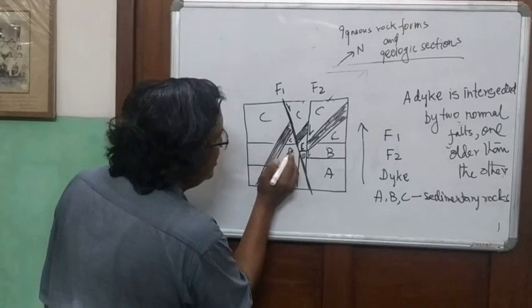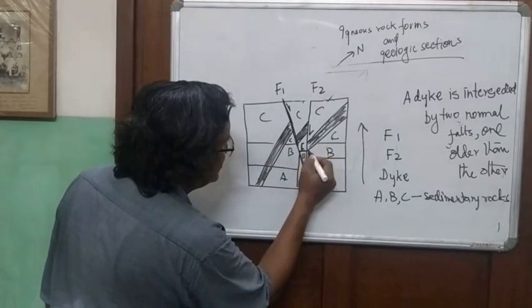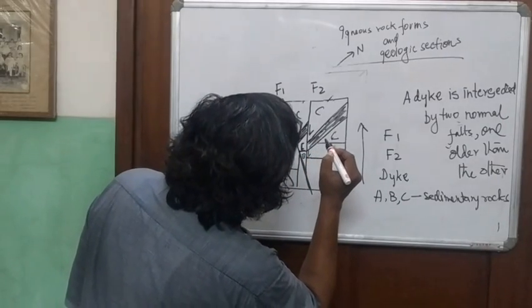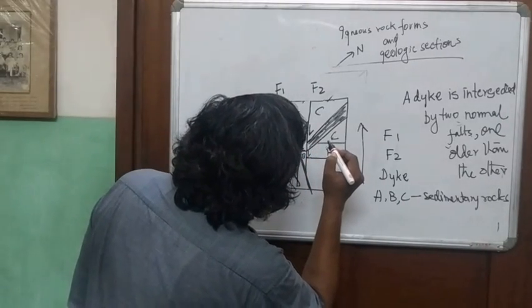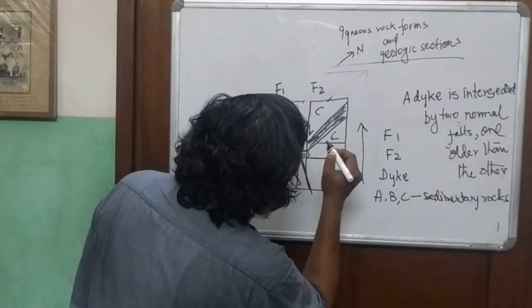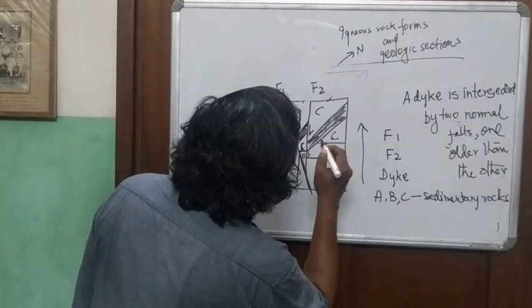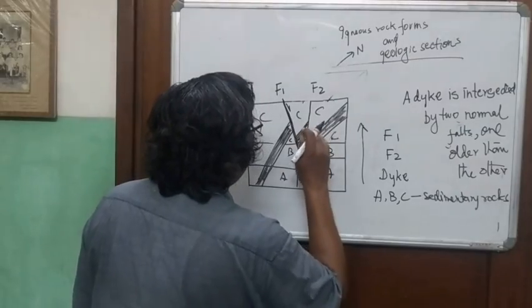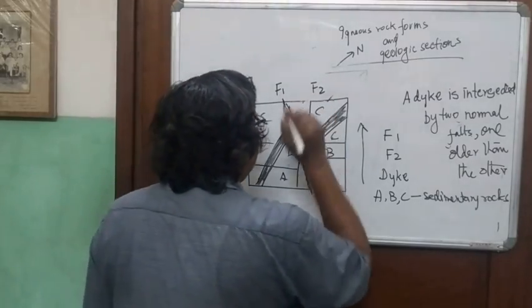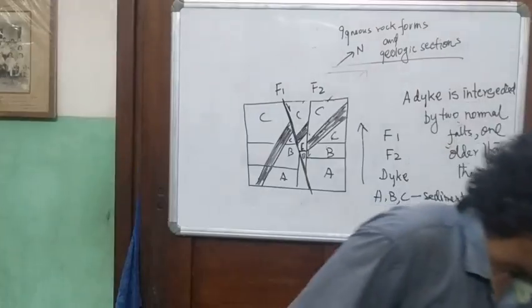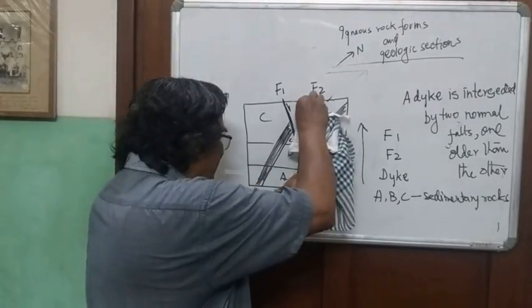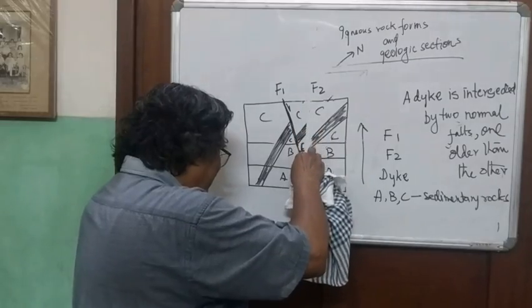It appears again. With respect to this, B is down. With respect to this, did I do it right? No? I did it wrong. Sorry. You know what I've done.